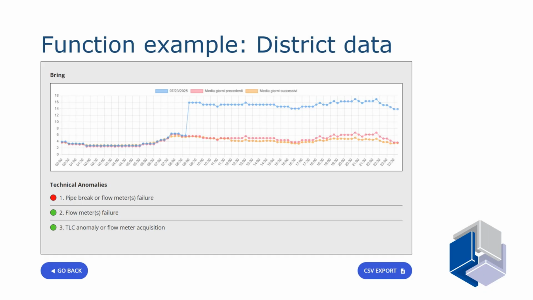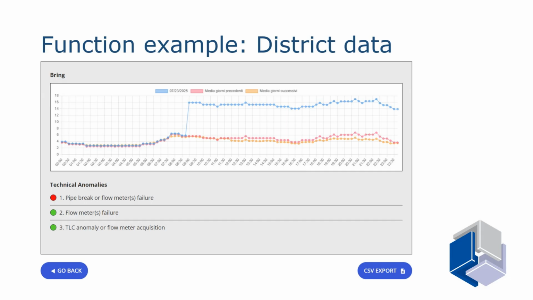Finally, let's look at the lower part of the screen. In it we see in blue the trend of the flows in the 24 hours of the day examined, together with the averages of the 15 days before and after the day itself. As can be seen on this day, an anomaly occurred around 9 a.m. This anomaly has suddenly raised the flow rate of the district to very high levels.